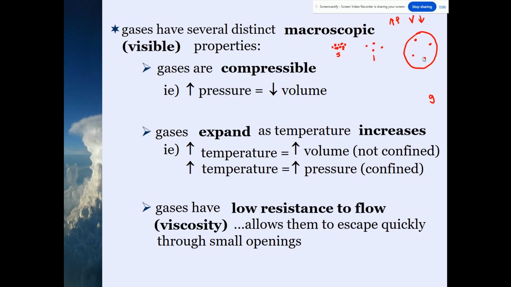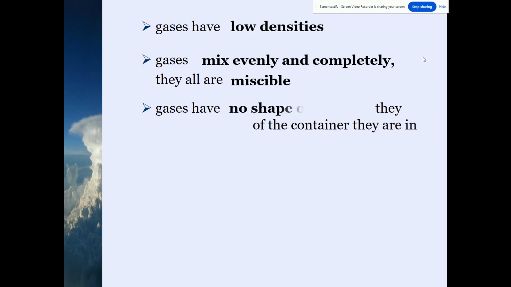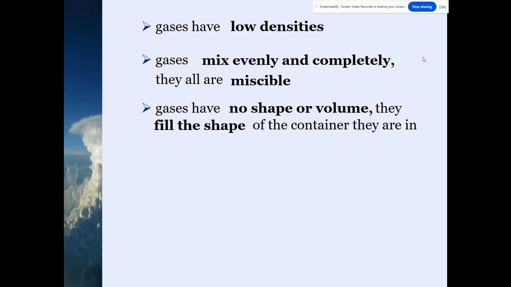Gases also have a low resistance to flow because, again, those particles are so far apart and so tiny, they can fit through really small openings. They have a really low viscosity, allowing them to escape easily. They have low densities, which means they float. They are miscible in a lot of different solvents, particularly water. We will talk about how temperature affects solubility later on in the unit, but generally speaking, we can dissolve them in different solvents. And they also do not take up their own shape or volume.